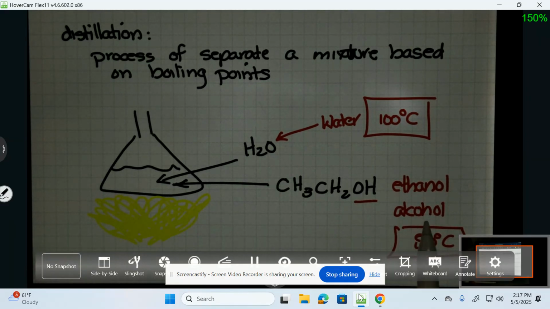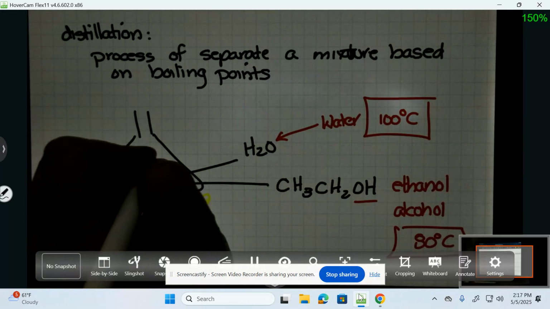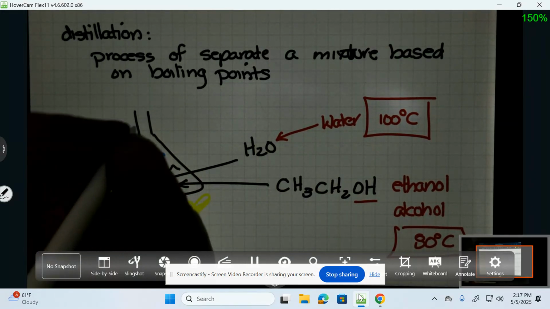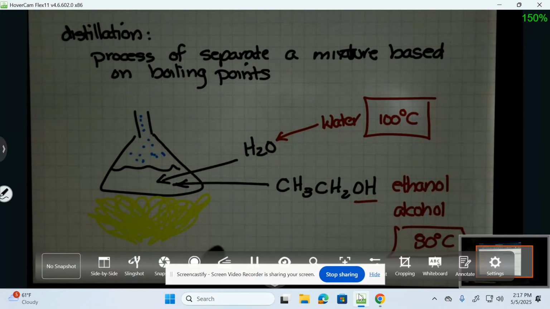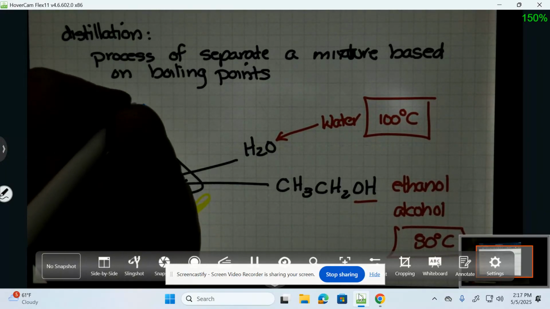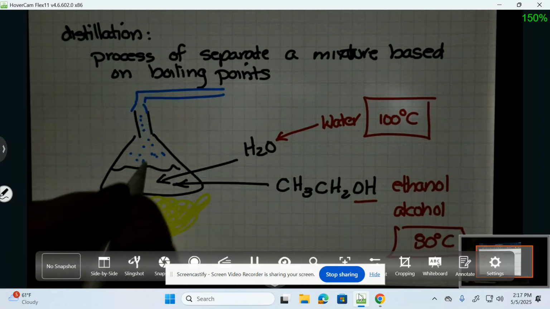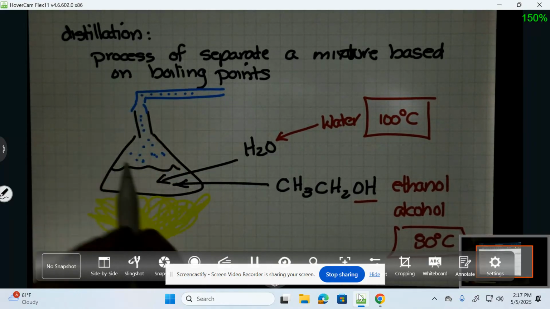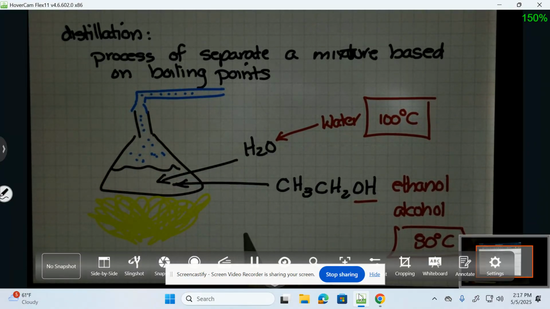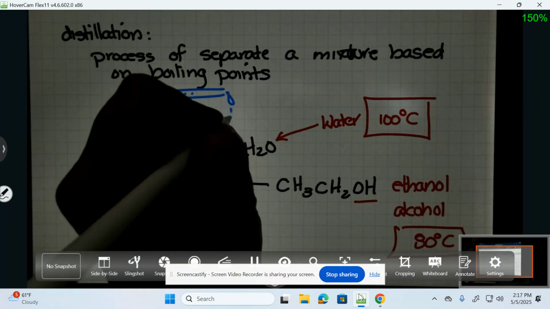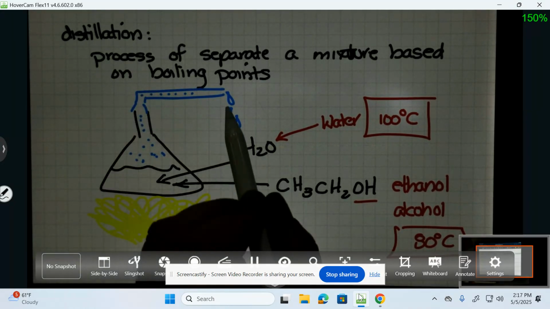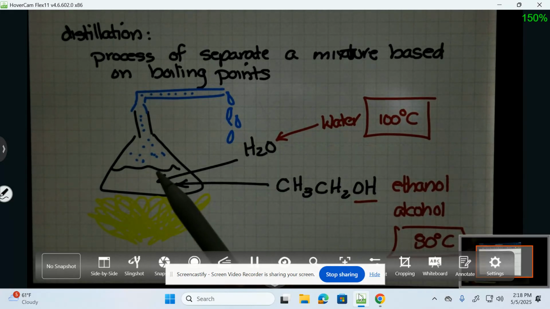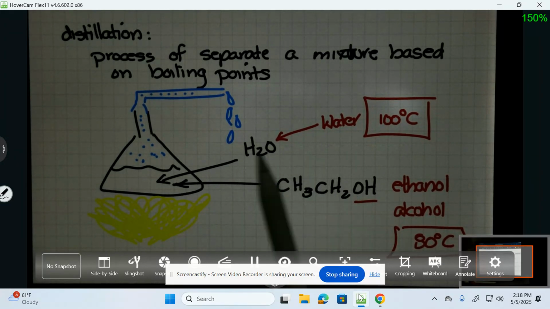80, which means this alcohol is going to turn into a gas. And it's going to start floating around up here. And it's going to go up here before the water does, because it gets to 80 before it gets to 100. Now, if I hook a tube up here, and as that gas travels down the tube, it cools off. It's going to go from being a gas to being a liquid. And then over here, the drip, drip, drip that's coming out of this side is going to be pure alcohol, because the alcohol is what's going up over the tube.